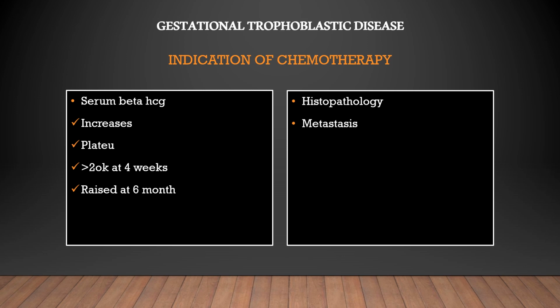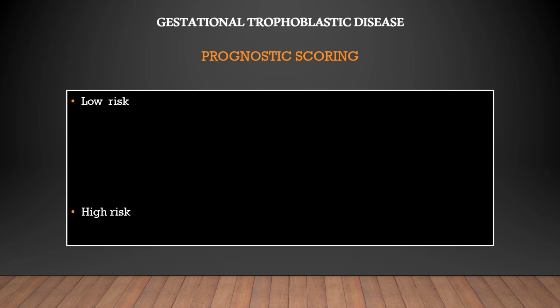And if we find histopathological evidence of malignancy after taking a sample on suction curettage, there is an indication for chemotherapy. And whenever there is suspicion or confirmation of metastasis, again the patient needs chemotherapy. So these are certain indications where we have to start chemotherapy. Then how to give chemotherapy? For giving chemotherapy, we have to divide those patients who fall in the category of needing chemotherapy into two groups, low risk and high risk.